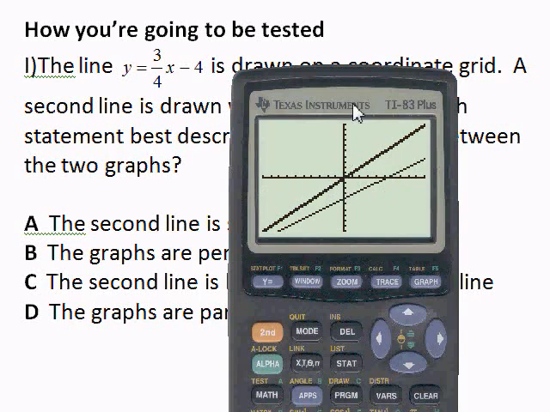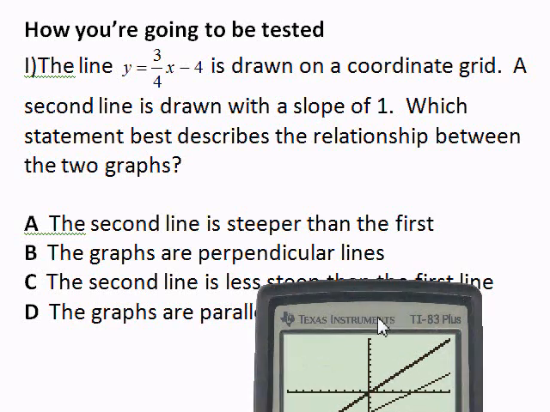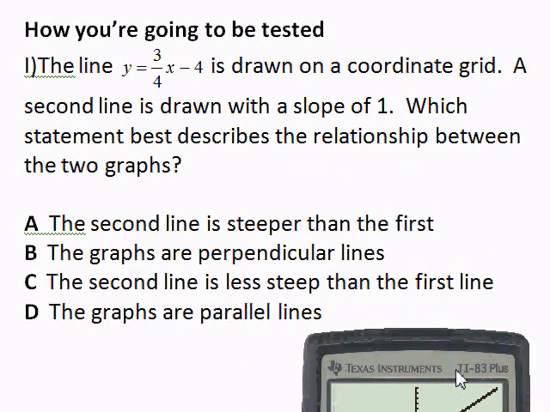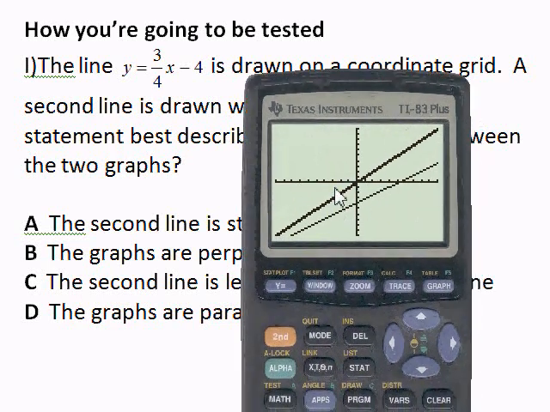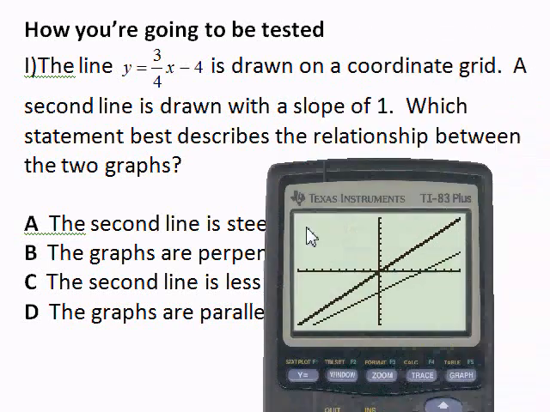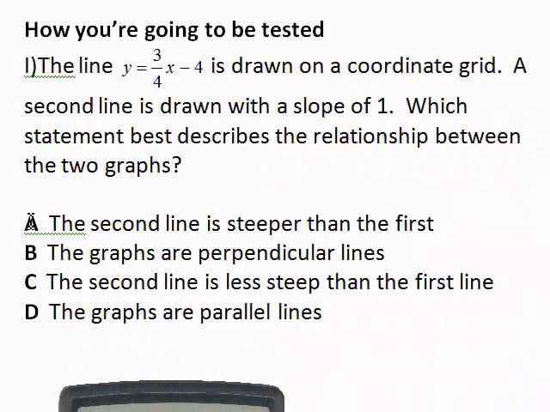And the reason for that is the larger the slope, the steeper the line. Are the graphs perpendicular? Well, no, not at all. Is the second line less steep than the first? Well, we just got through discussing that the second line is steeper, and the graphs clearly are not parallel. So again, A is the correct answer choice.